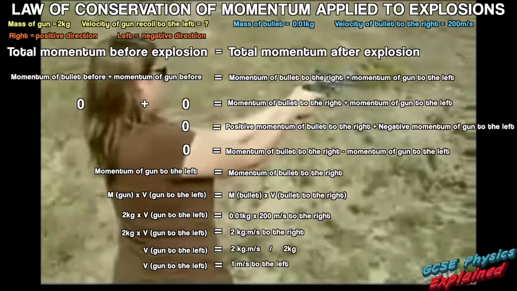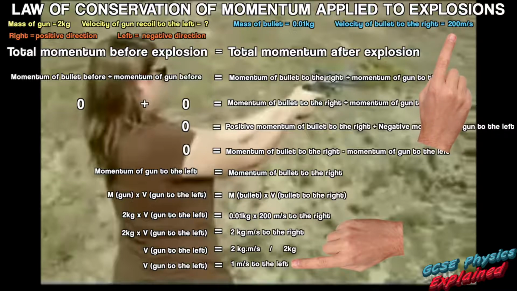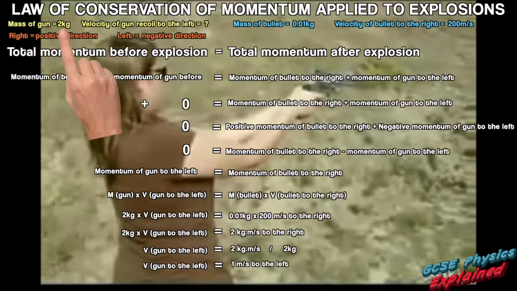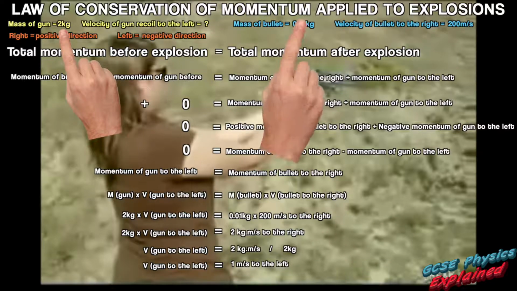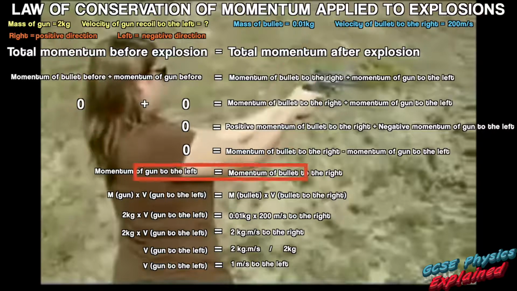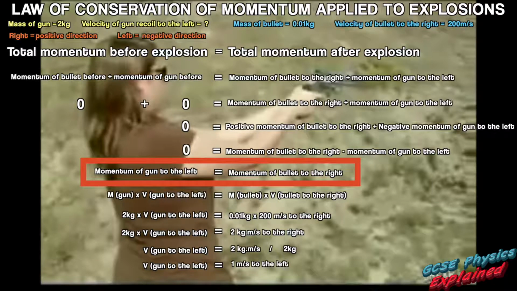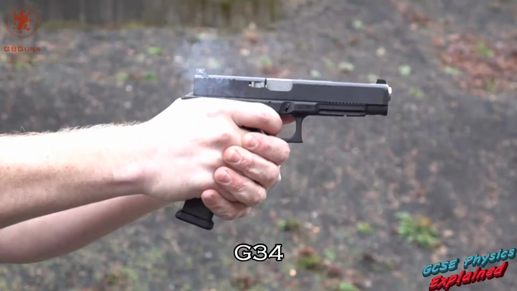Now, if we stop and think about the velocity of the gun compared to the velocity of the bullet, we'll realise that the velocity of the gun is 200 times smaller than the velocity of the bullet. And that's because the mass of the gun is 200 times bigger than the mass of the bullet. That's how the momentum of the gun and the bullet are the same size. Do you see? That's a high level observation, but remember, this whole video is for higher tier only. Let's look at this next example to help you get the hang of it.